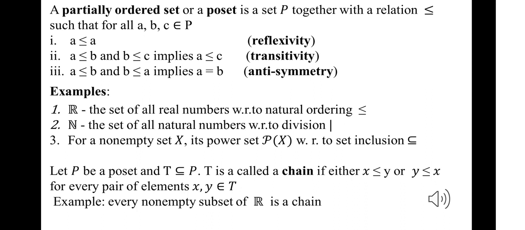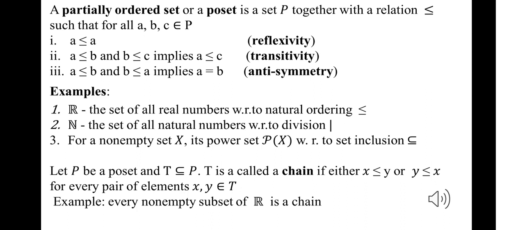Now we will define what is called a chain in a poset. If P is a poset and if T is any non-empty subset of P, we say that T is a chain in P if every pair of elements in T are comparable. That is, for every x, y belonging to T, either x is less than or equal to y or y less than or equal to x must hold. So a subset T of a poset is called a chain if x is less than or equal to y or y less than or equal to x for every x, y belonging to T.